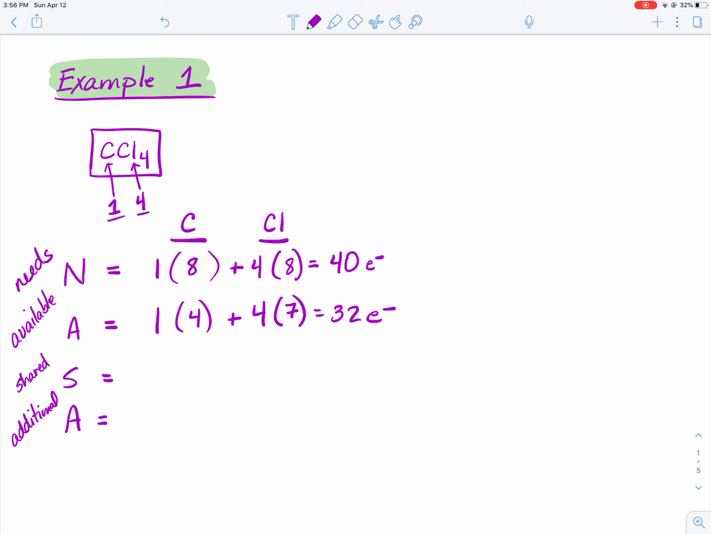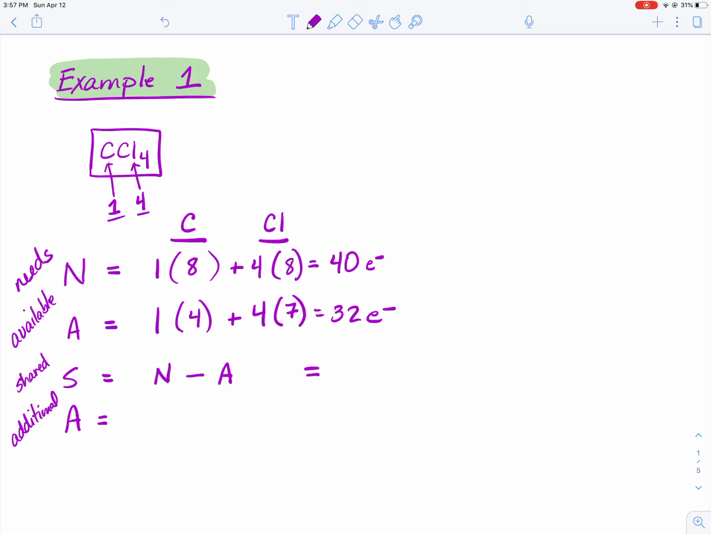Now, to figure out how many of all the valence electrons are going to be shared, the way that we do this is we take the number that we solved for in the row N, and we subtract the value that we calculated in row A.